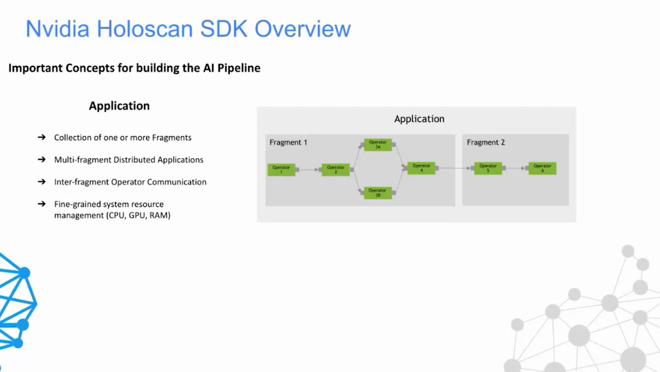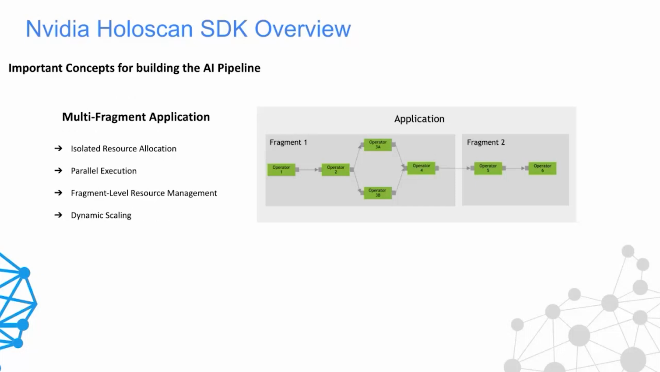And finally, the overall application. A Holoscan application is a collection of one or more fragments. A multi-fragment distributed application can be created using Holoscan, and inter-fragment operator communication is also possible. Although it makes a copy of the data and there is some synchronization overhead, it is worth it if your application has some parallelism in it.